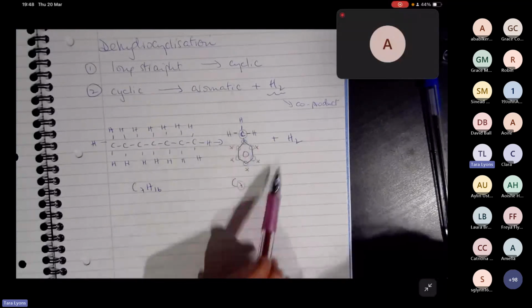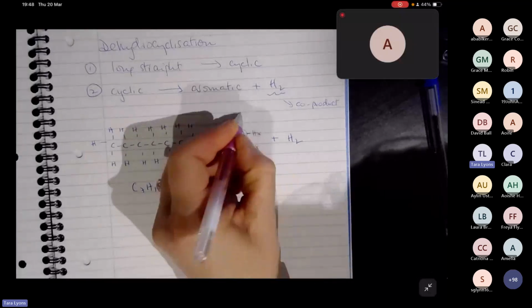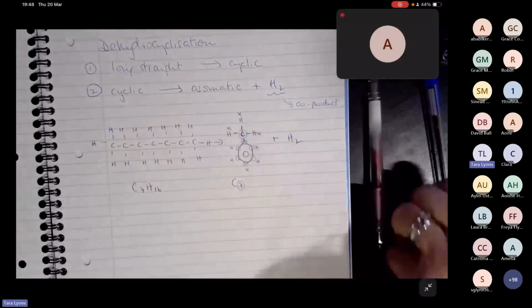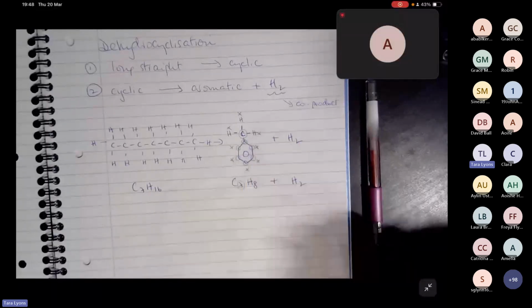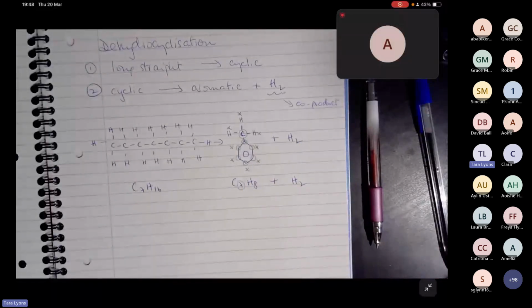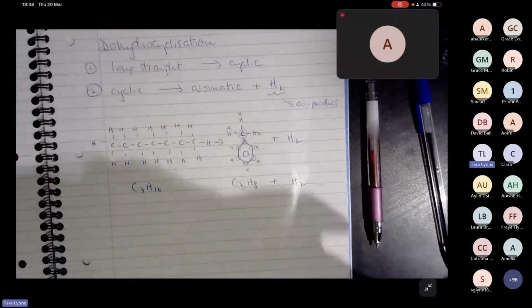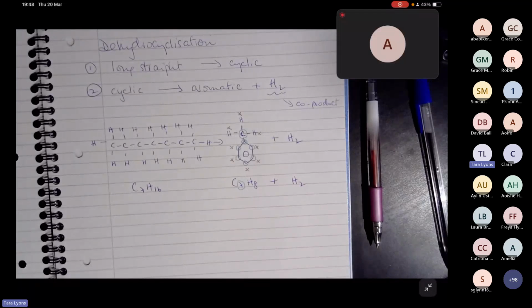So we've got 5 on the benzene ring, 6, 7, 8. So we're going to have H8, and then hydrogen gas, folks, is H2. Hydrogen cannot exist on its own. So hydrogen gas, H2. So how am I going to balance this now?